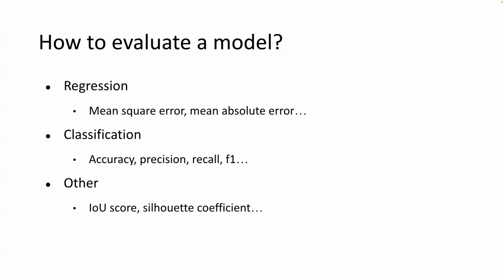And for classification algorithms, we can have accuracy. It's 1 if you predict it right, and 0 if you predict wrong. We can also have precision, recall, and F1 scores. They're all evaluation metrics for classification algorithms. And we also have others, for example, the IOU score used in semantic segmentation and the Silhouette coefficient used for clustering algorithms, etc. There are actually too many of them.